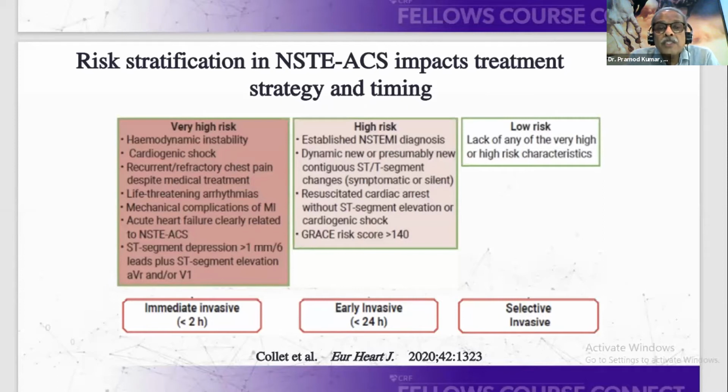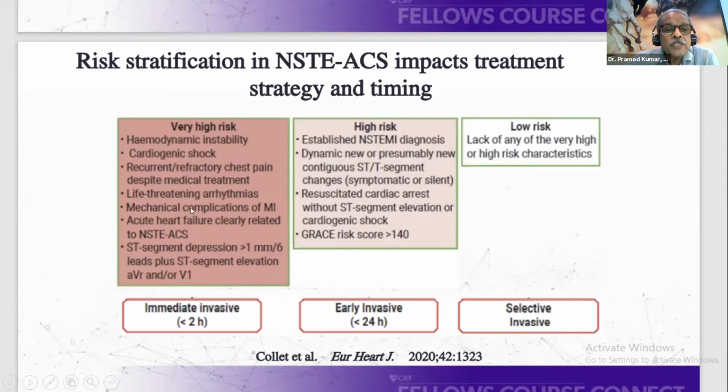High-risk patients are those where you have established the diagnosis, there are dynamic changes of ST, the patient has been resuscitated after cardiac arrest but there is no ST segment elevation or cardiogenic shock, or the GRACE risk score is more than 150. And you can see here at the bottom is the investigation which you have to follow.